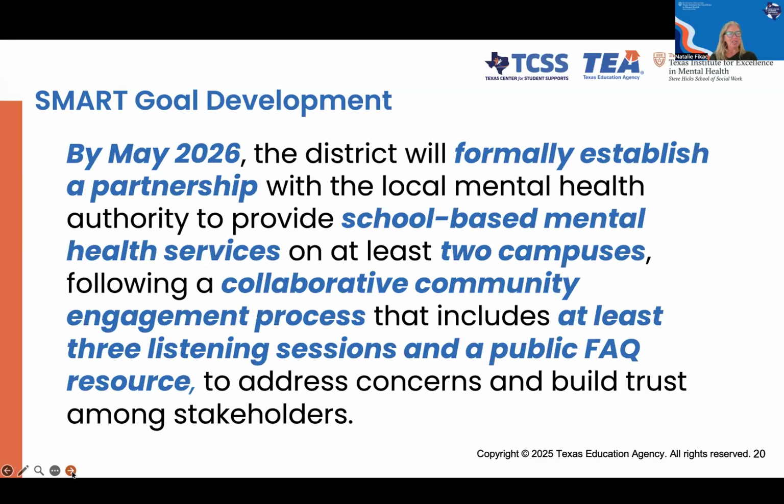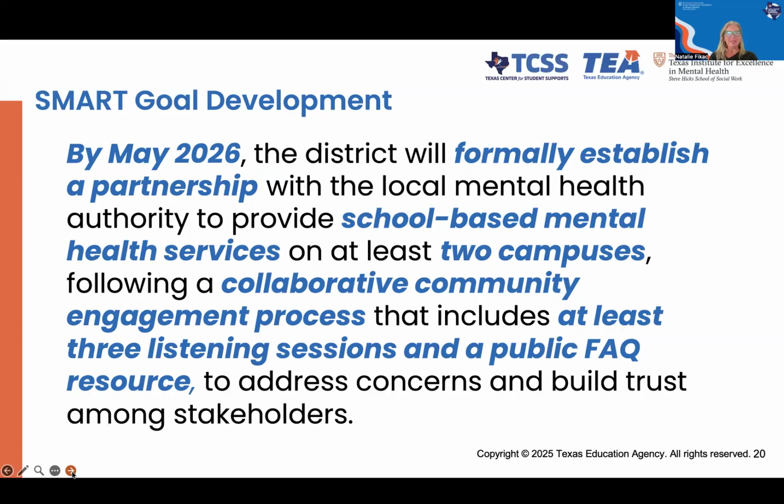On the previous slide, we shared some different areas that a SMART goal could address. Now let's create a SMART goal based on this process. So taking all the information from the acronym SMART, we could write, by May of 2026, the district will formally establish a partnership with the local mental health authority to provide school-based mental health services in at least 2 campuses, following a collaborative community engagement process that includes at least 3 listening sessions and creation of a public FAQ resource to address concerns and build trust among stakeholders.